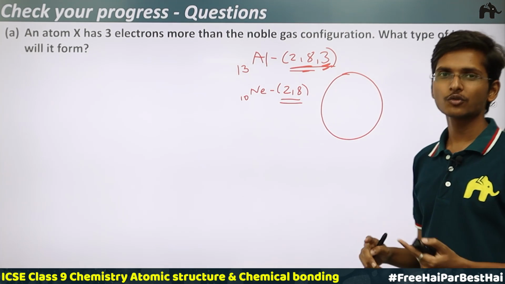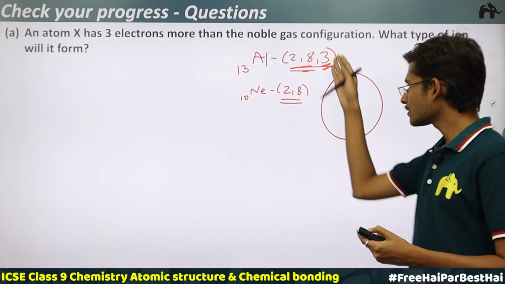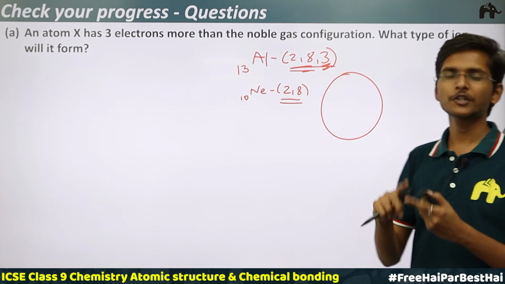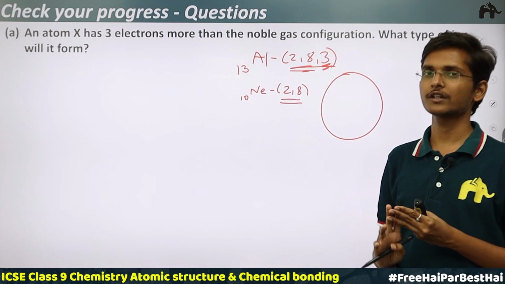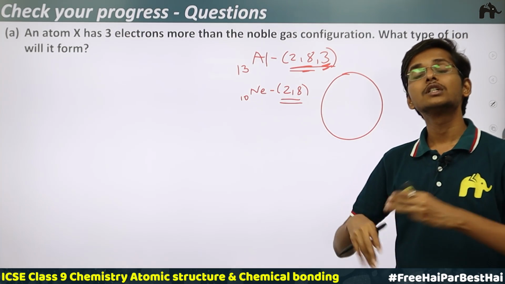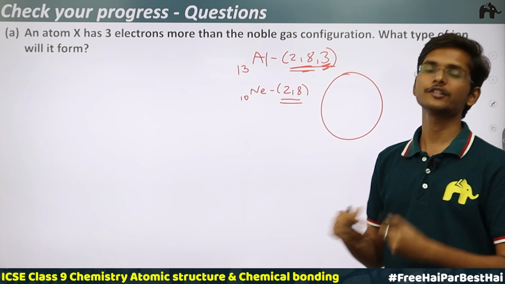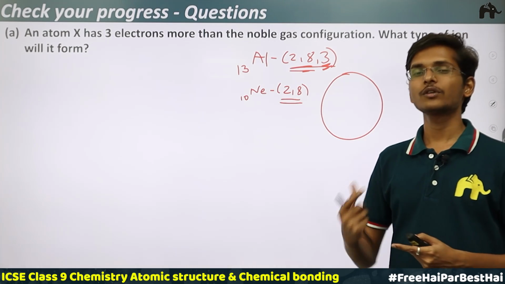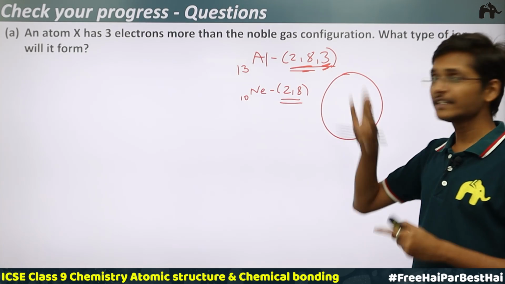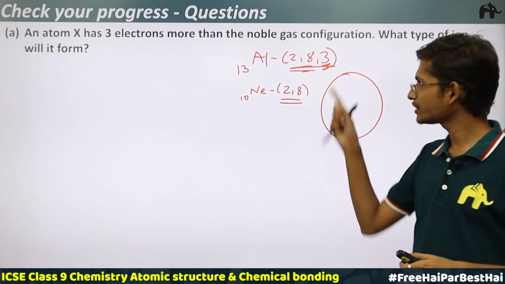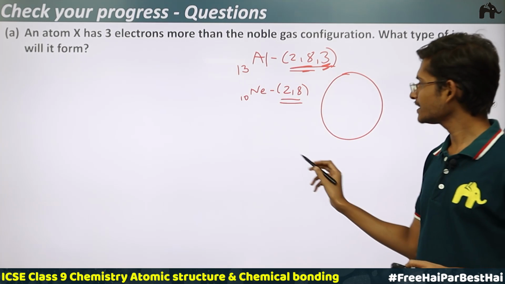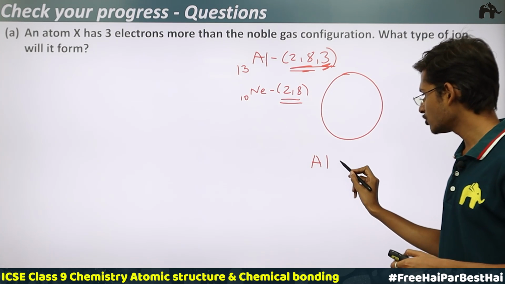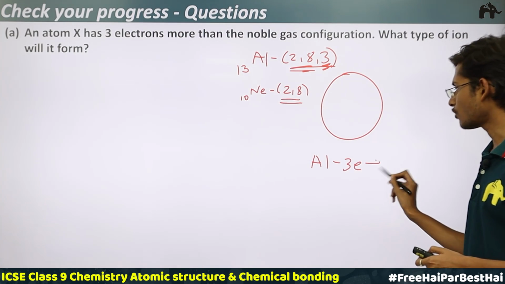So what it would do, as I have told you, whenever the outermost shell is having 1, 2 or 3 electrons, it has a tendency to lose the electrons and make its inner shell the outermost shell having 8 electrons. Clear? So it would lose the 3 electrons. If aluminium loses 3 electrons, what would happen?